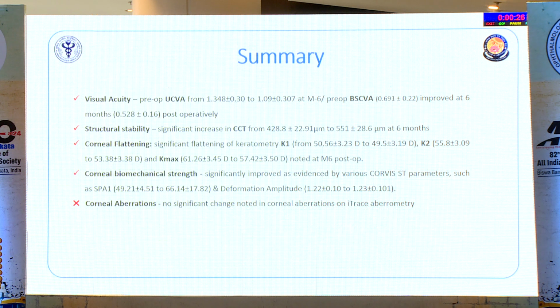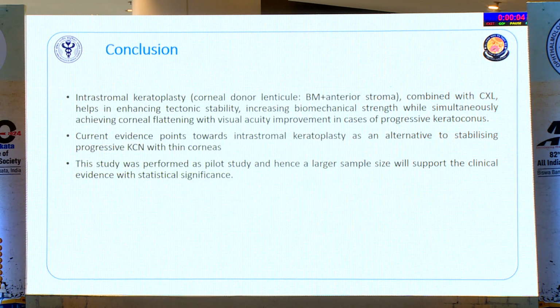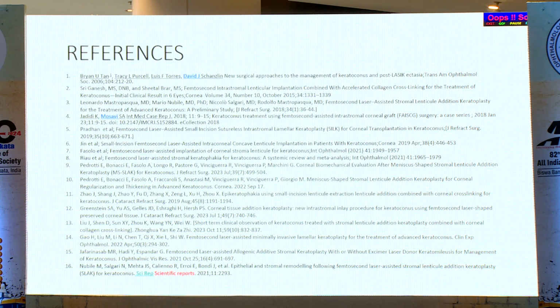So I would like to conclude by saying that the postoperative visual acuity showed a significant improvement along with the best corrected spectacle visual acuity. Structural stability was attributed to an increase in the central corneal thickness, with significant flattening of the cornea observed in K1, K2 and Kmax, with an increase in the corneal biomechanical strength. Corneal aberrometry, we did not observe any significant change. So intrastromal keratoplasty along with CXL does enhance the tectonic stability of the cornea and achieves corneal flattening with visual acuity improvement. So the current evidence points to it as an alternative for stabilizing progressive keratoconus with thinner corneas. As it was done as a pilot study, we recommend that a larger sample size would be needed to support the statistical significance. These are my references.